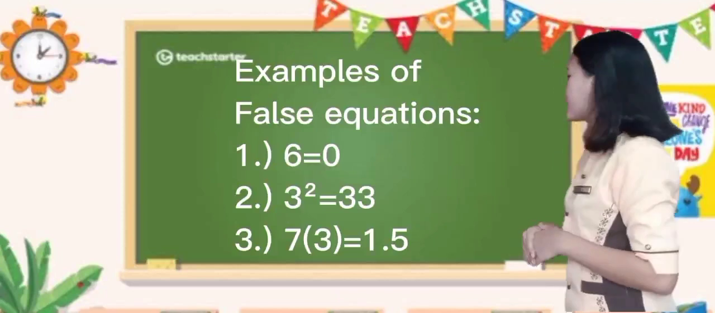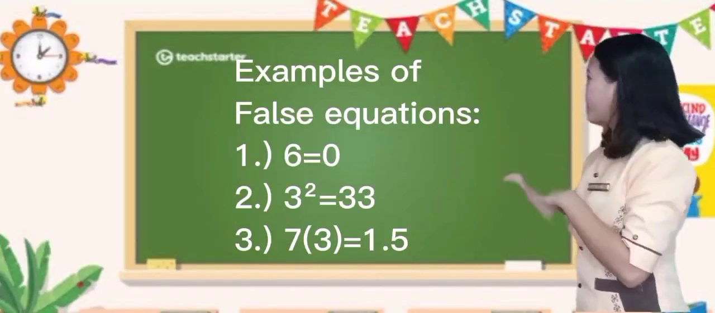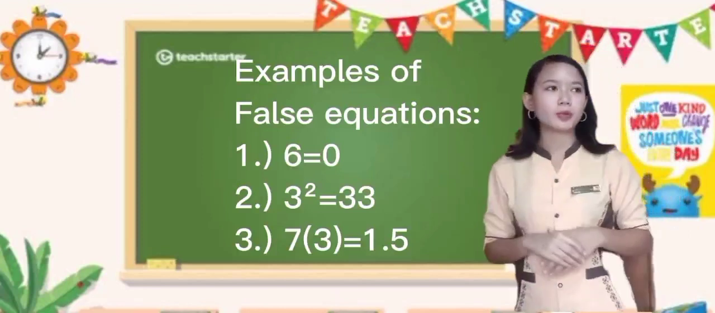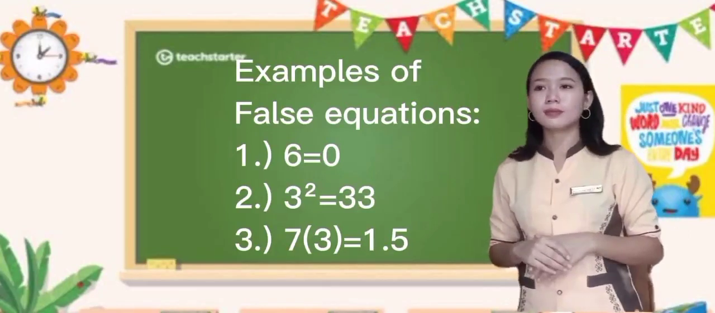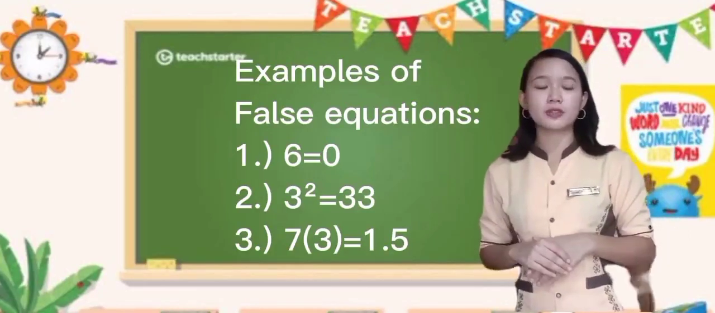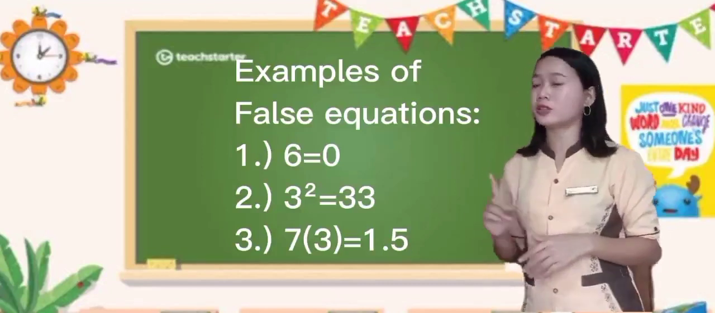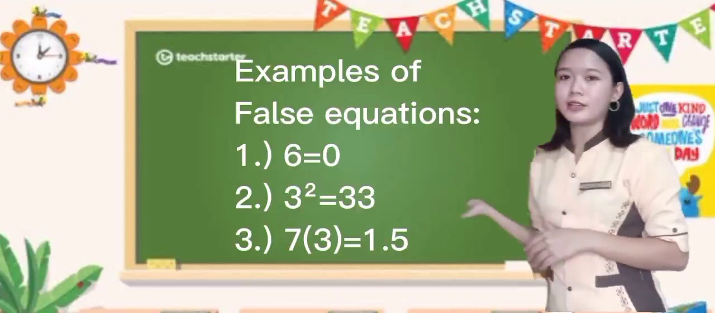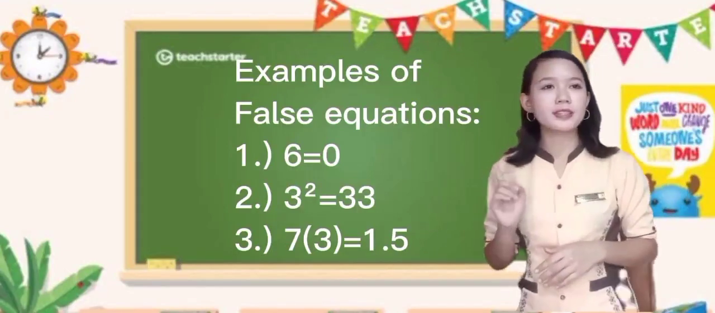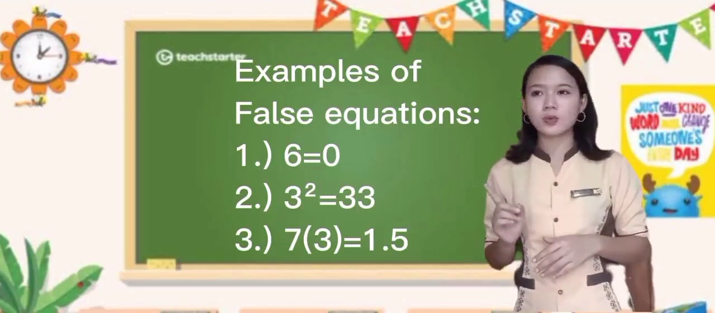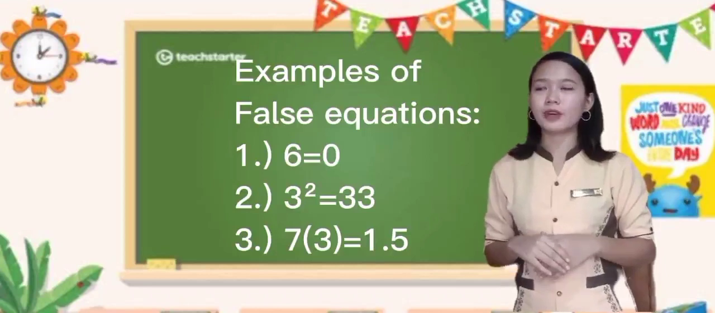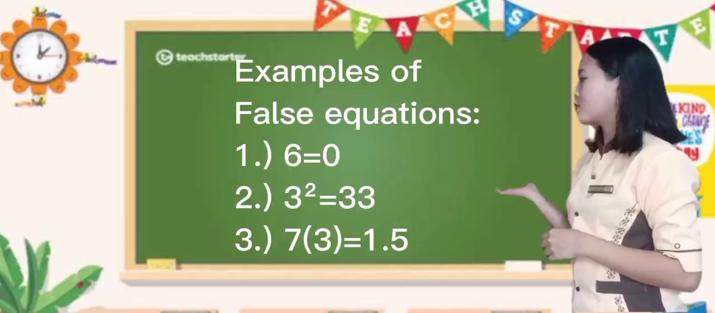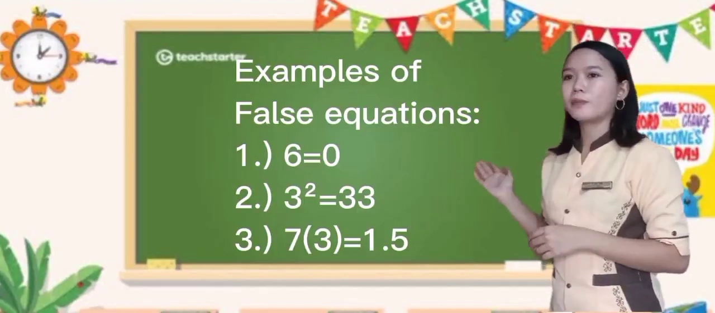Next is the false equation. Here are examples of false equations. Can you please read example number 1? 6 equals 0. It's not true, right? It is false. Next, 3 squared is equal to 33. 3 squared is not equal to 33 because 3 squared is 9. Very good. The last one is 7 times 3 is equal to 1.5.